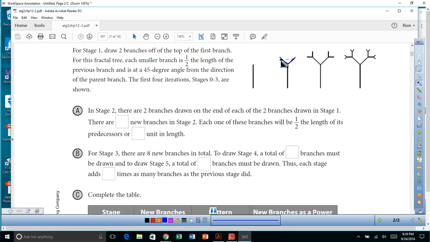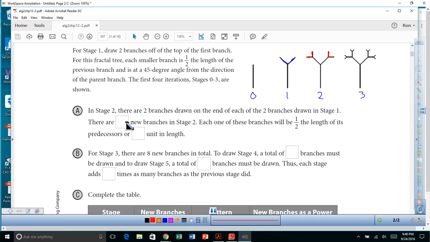For this fractal tree, each smaller branch is half the length of the previous branch and is at a 45 degree angle from the direction of the parent branch. The first 4 iterations, stages 0 through 3, are shown. So this is stage 0, stage 1, stage 2, and stage 3. In stage 2, there are 2 branches drawn at the end of each of the 2 branches drawn in stage 1. So that would be here, that would be this one, and that one, and that one.